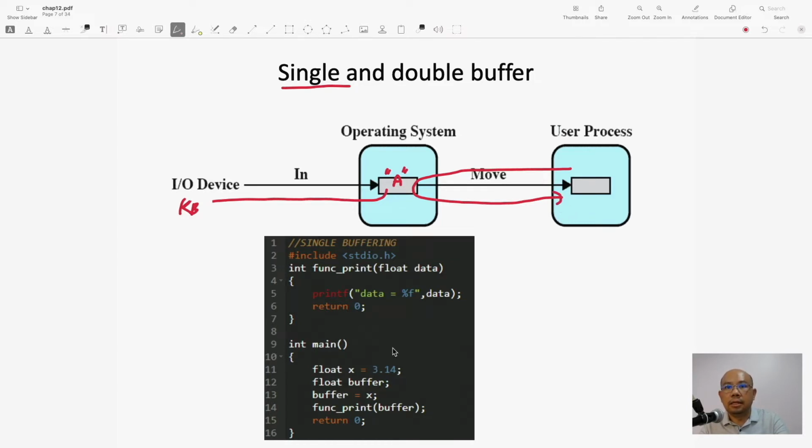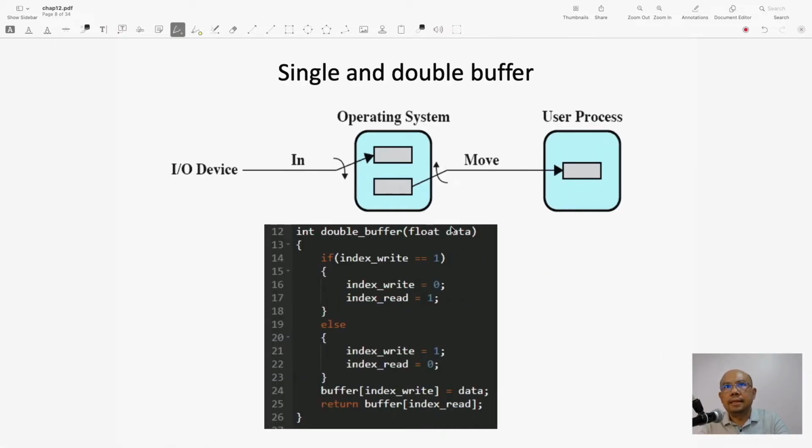Here in the example, I make a variable buffer. The variable buffer acts like temporal memory for keeping the data from x in the buffer, and then it sends the data to the function here to process in the program. That means you can write the hardware buffer and also the software buffer as a single buffer.